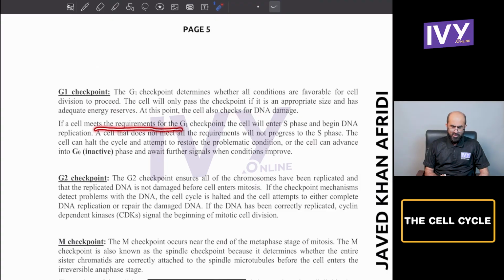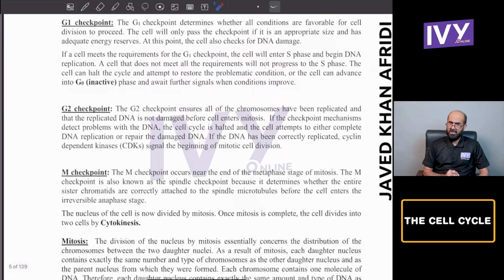If a cell meets the requirements for the G1 checkpoint, the cell will enter S phase, meaning the green signal will be on, and begin DNA replication. A cell that does not meet all requirements will not progress to the S phase; it will be halted, it will be arrested. The cell can halt the cycle and attempt to restore the problematic condition, I mean repair it, or the cell can advance into G0, an inactive phase. The cell becomes inactive and stays in the G0 stage until the conditions are favorable or the problem is fixed, and awaits further signals when conditions improve. So this is the G1 checkpoint, and it is located at the end of the G1 phase.